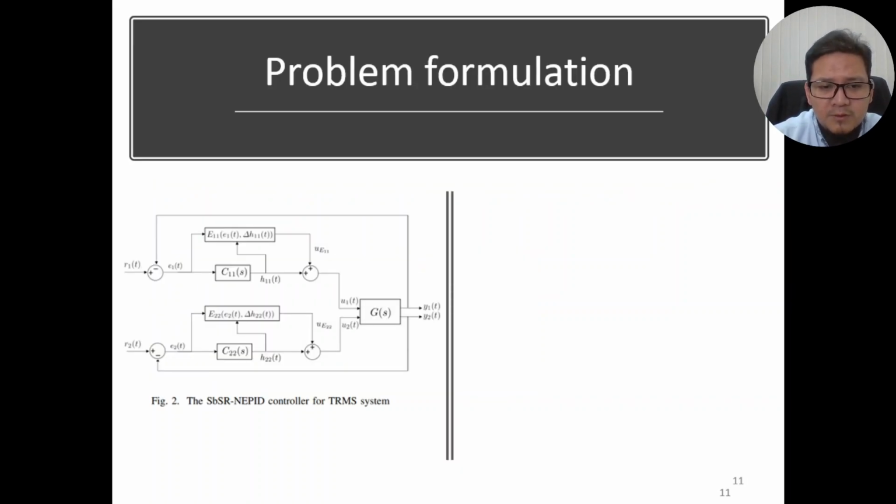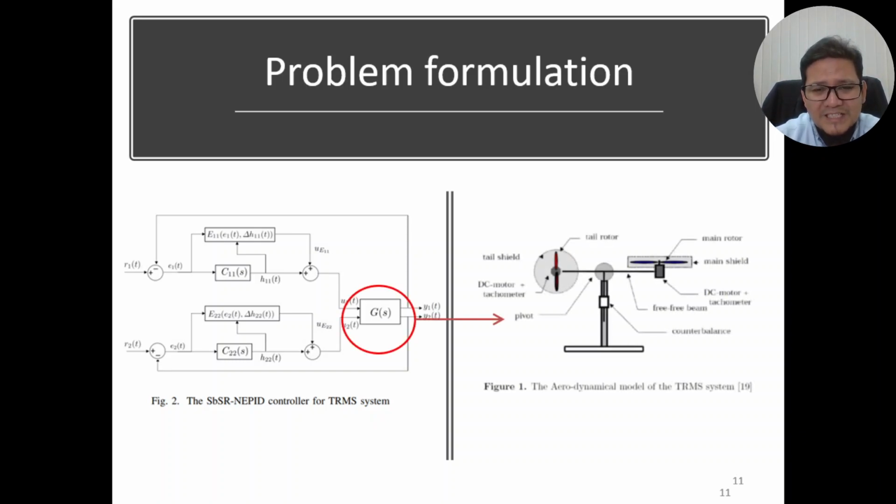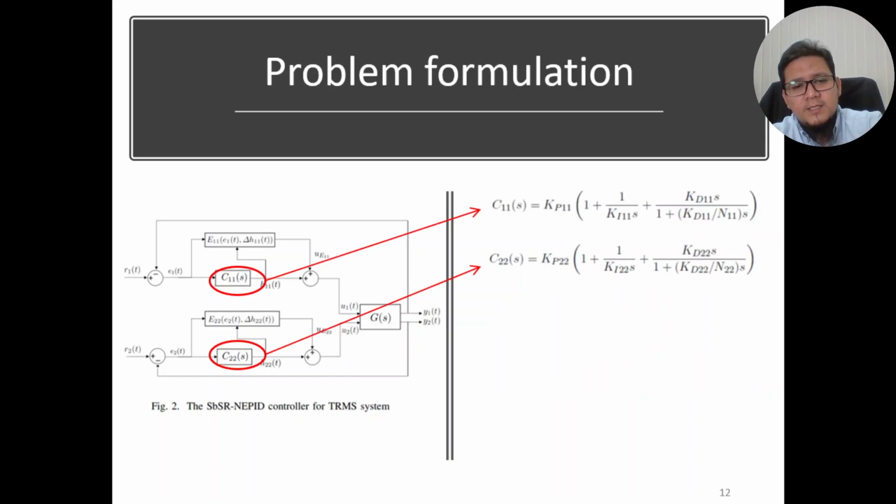Okay, for the problem formulation of the sigmoid-based secretion rate neuroendocrine PID, this is the sigmoid-based secretion rate neuroendocrine PID controller for TRMS systems. So we have G, which is the TRMS, consisting of the main rotor and the tail rotor, reflecting the horizontal angle and vertical angle of the TRMS. Okay, so this is the neuroendocrine PID controller consisting of C11 and C22.